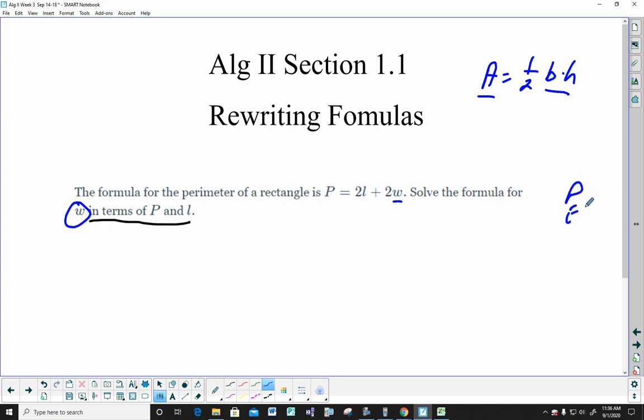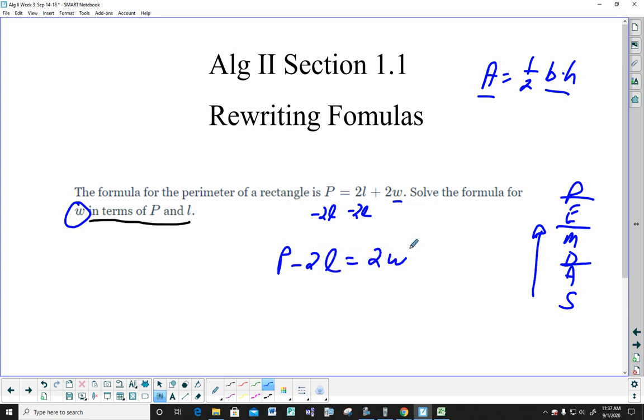We're sticking with that idea of PEMDAS. And you're working up PEMDAS as you go, adding and subtracting first, then multiplying or dividing. So 2L, sure, the 2 and the L are held together by multiplication, but it's held to the 2 and the W by addition. So I'm going to subtract the 2L to the other side. And remember, do it to both sides, you guys. P minus 2L is equal to 2W.